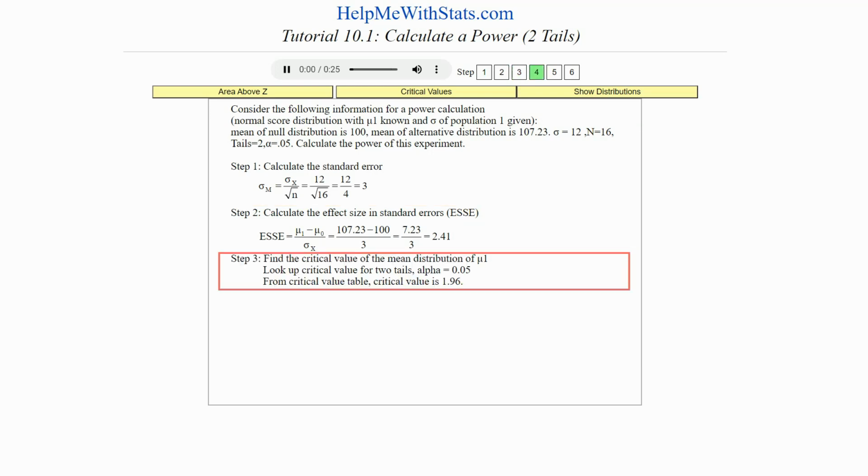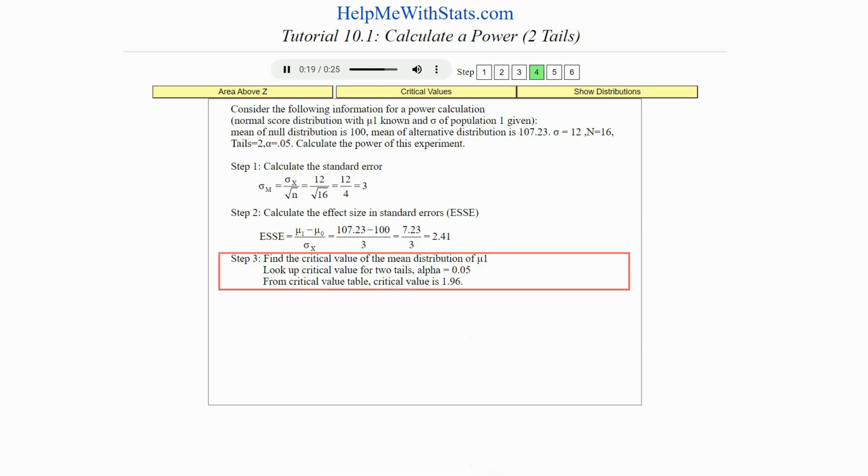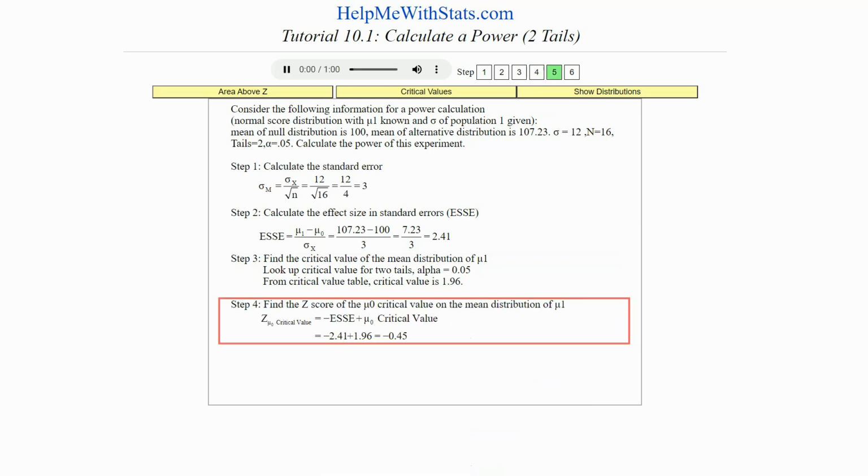Since the power of an experiment is the part of the alternative distribution above the critical value of the null distribution, we need to know what the critical value is given the number of tails and the alpha level. With 2 tails and an alpha level of 0.05, we can look up the critical value and find it to be 1.96. Now that we have the critical value, we need to find what the area of the alternative distribution is above the critical value of the null distribution.